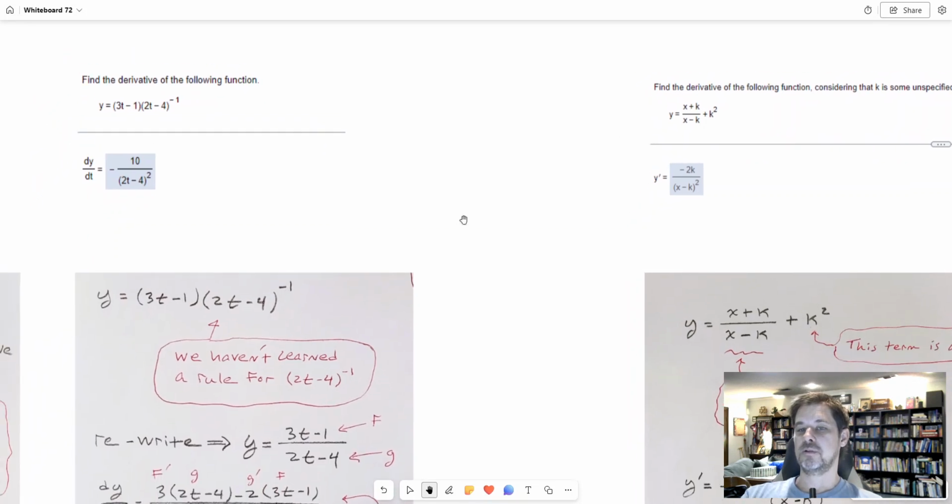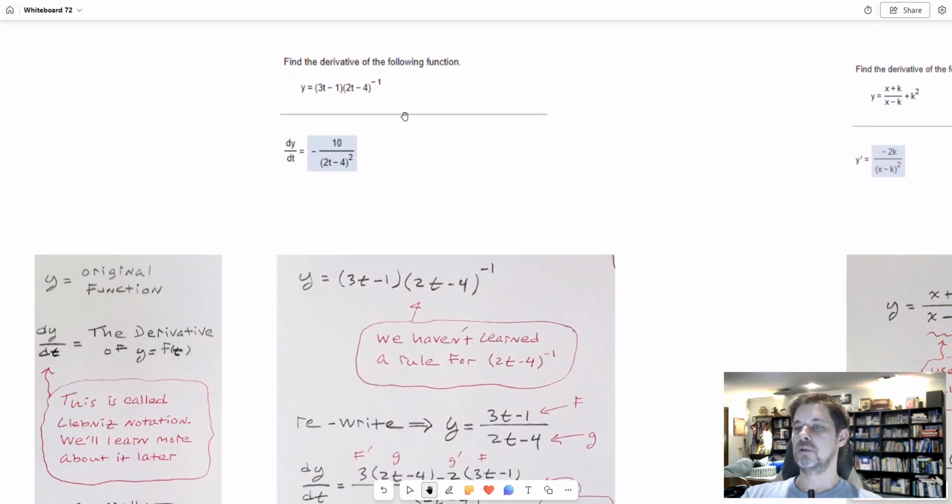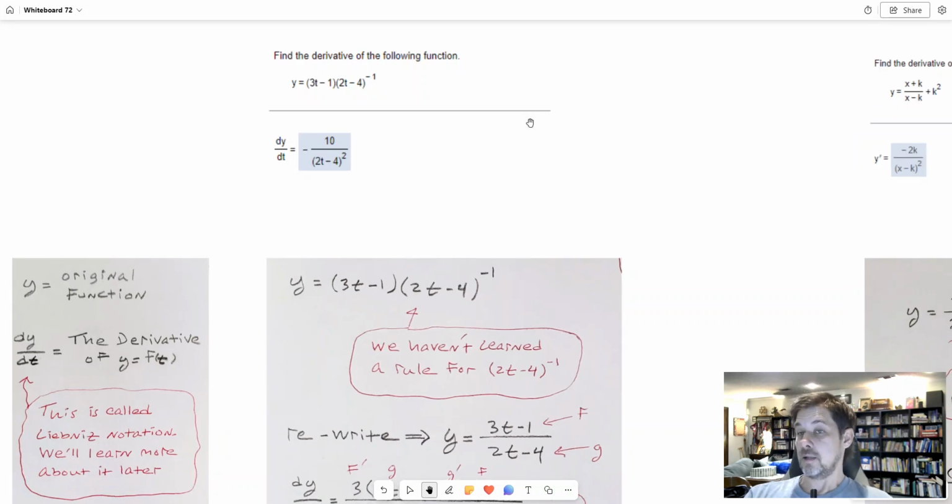So with this first one, it looks like you would use the product rule, I think. The reason I say that is because this original function y is the product of two functions. 3t minus 1 is the first one. That's a function, a formula all by itself. Times this other one, 2t minus 4 to the negative 1 power. That's also a function all by itself. It's the product of two functions. So it seems like we would use the product rule, but I'll explain why I don't think that's the way to go.